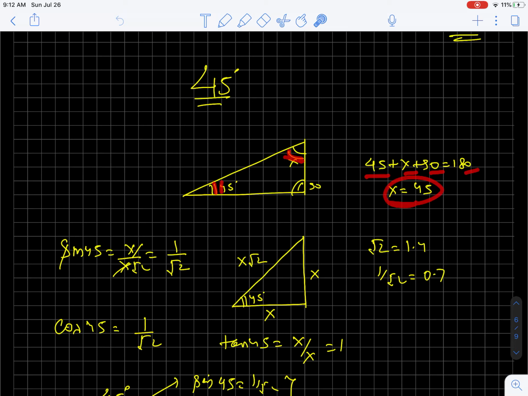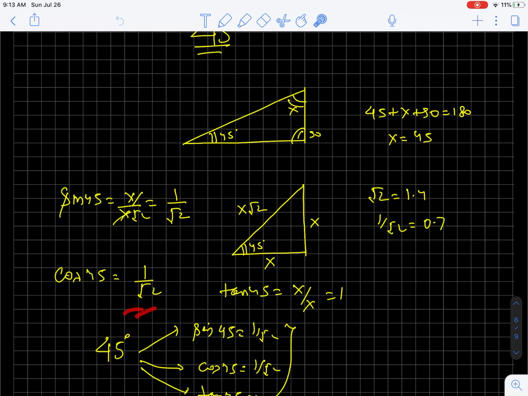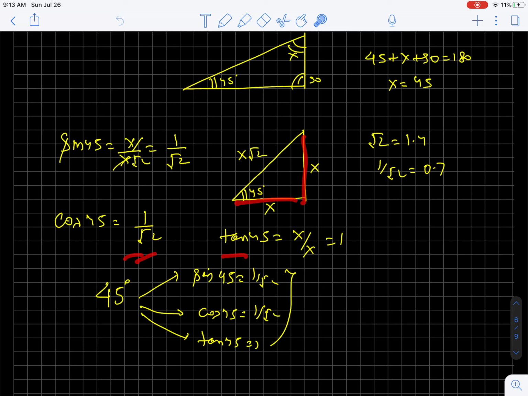If x is 45 and this angle is 45, that means in 45 degree you will get a right angle isosceles triangle. You get a right angle and the other two angles must be same and sides must be same. If this side is x, then this side must also be x, and the hypotenuse will be x root 2. Then the value of sin 45 is simply x divided by x root 2, that is 1 by root 2. Cos 45 is equal to 1 by root 2. Tan 45 is equal to perpendicular divided by base, x by x, which is 1.